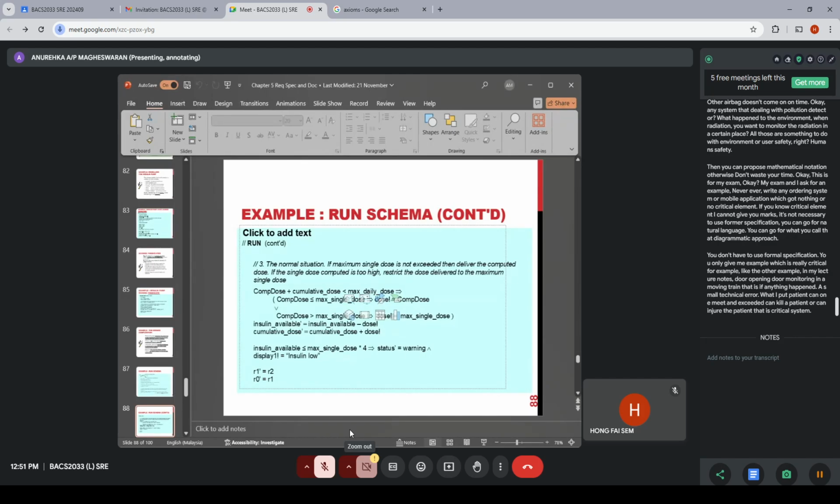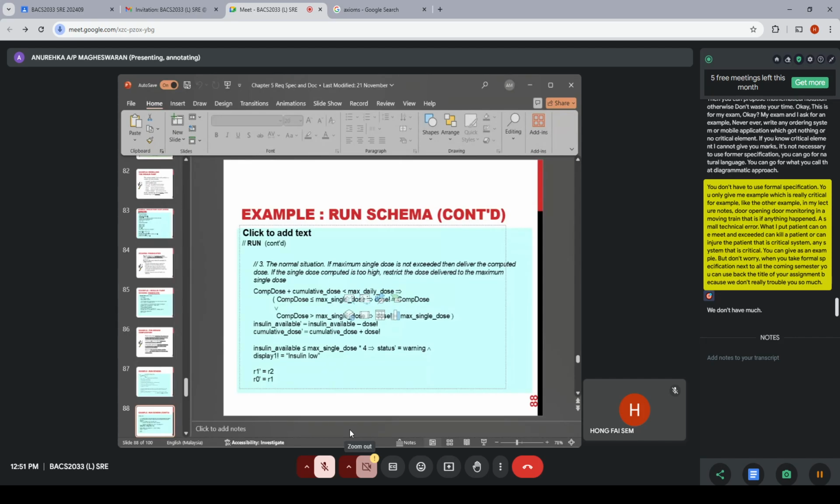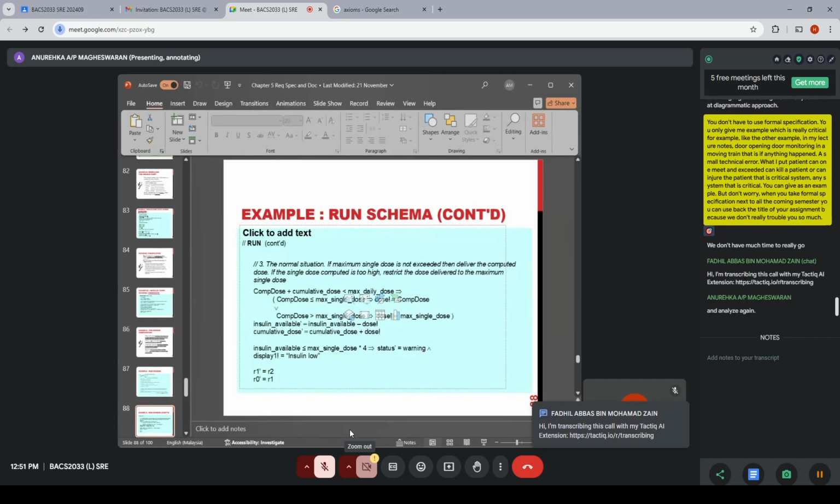That is a critical system. Any system that is critical, you can give as an example. But don't worry, when you take formal specification next semester, you can reuse the title of your assignment, because we don't really trouble you so much. We don't have much time to analyze again. You can use back the title.